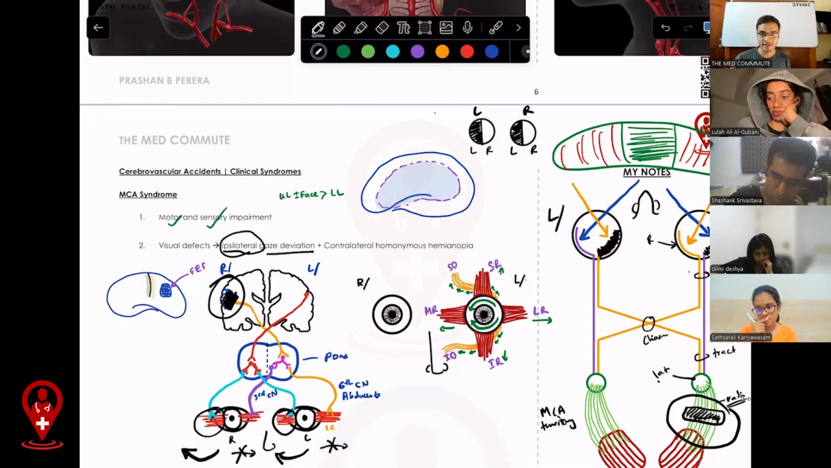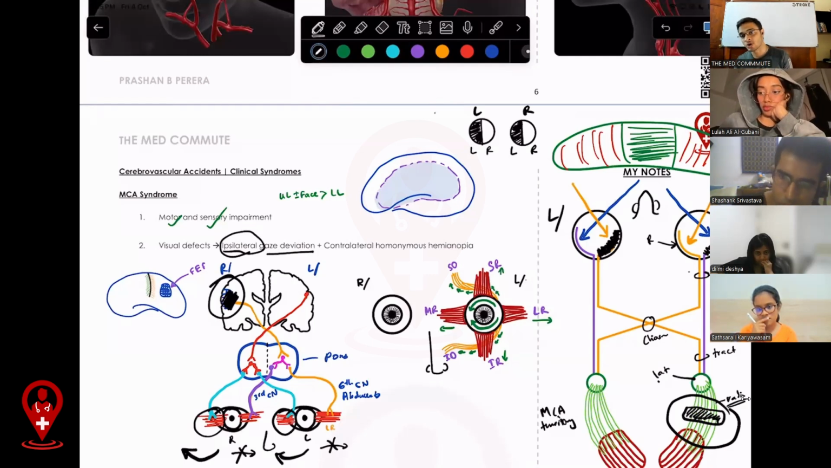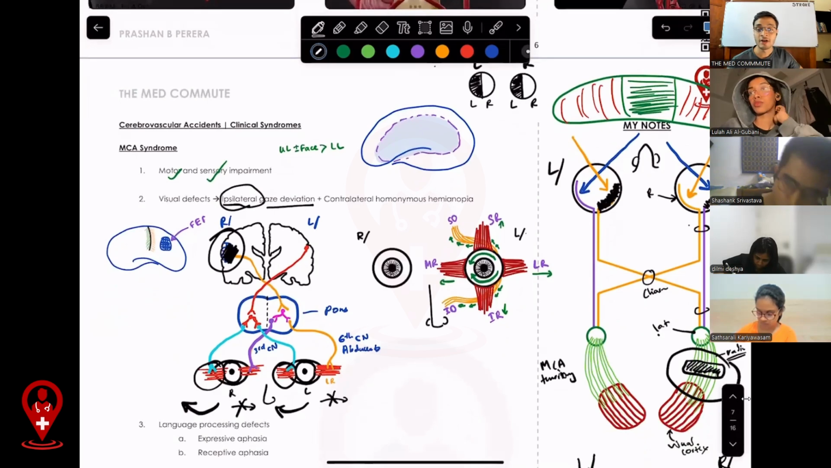So what is the fancy way to say this? Contralateral. The lesion was on the right side, so contralateral, homonymous. Homonymous means they appear the same. Homonymous hemianopia: half of the visual field, anopia, not seen. That is contralateral homonymous hemianopia. So these are some visual defects that can come when your middle cerebral artery is gone.